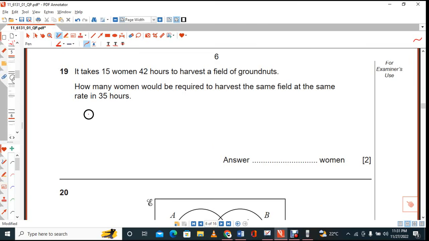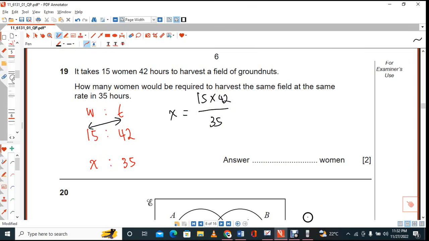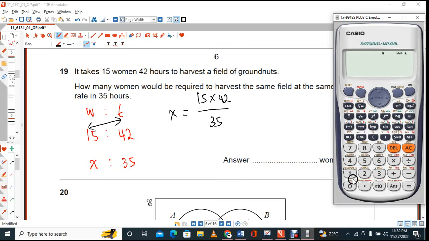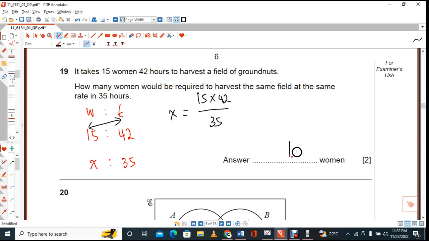Okay, good. So the way you do this, you can have your women versus the time, which is in hours. So 15 women takes 42 hours, and for 35 hours we expect this to be less. The way we do this is we multiply like this: 15 times 42, and then you simply divide that by x in order to find the number of women. In this case, it should be quite more. Divide by 35, and the answer is 18. So 18 women. You will need more women if we decrease the time.